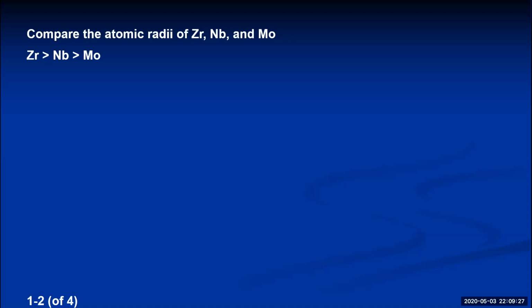What's the reason for that? There are 2 factors that influence all periodic trends. It's the nuclear charge and the amount of shielding.